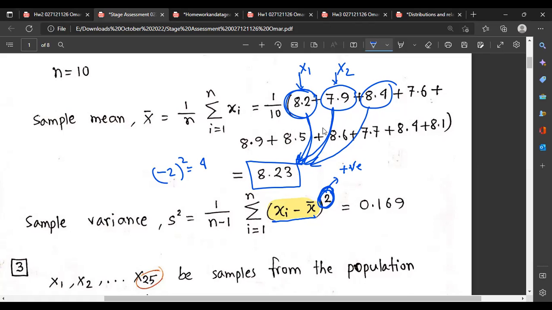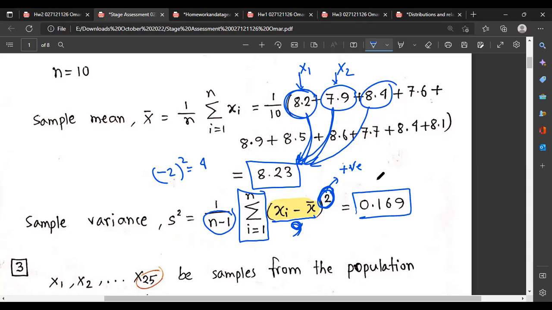So then we sum them. You see here the summation sign. We sum all of them, and then we divide by n minus 1. So here n is equal to 10, right? So we divide it by 9, okay? We divide it by 9. Then the answer will be 0.169. This is the sample variance, right?